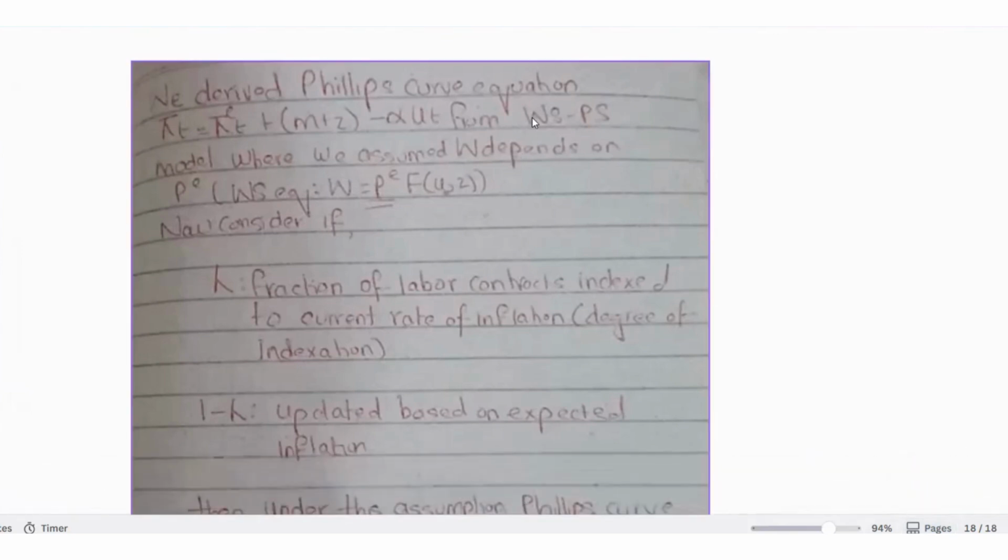We derived it from the WS-PS model, where we assume that wages depend upon expected prices, and hence expected inflation comes into play here. Because remember, the WS equation was W = P^e F(u, z). So when we derived this equation of the Phillips curve originally, we derived it under the assumption that all wages are set based on expected prices.